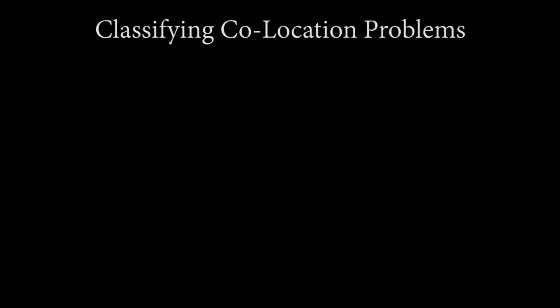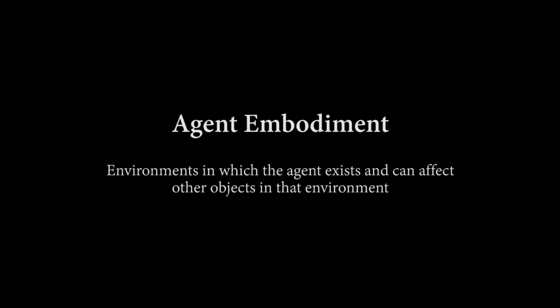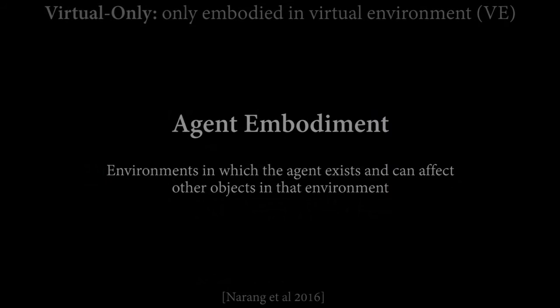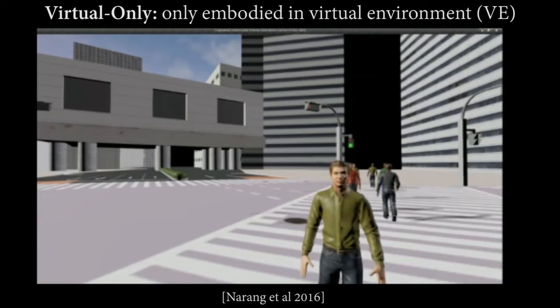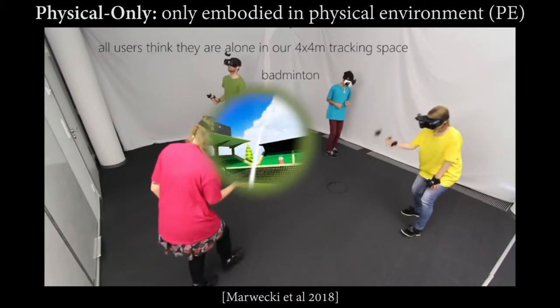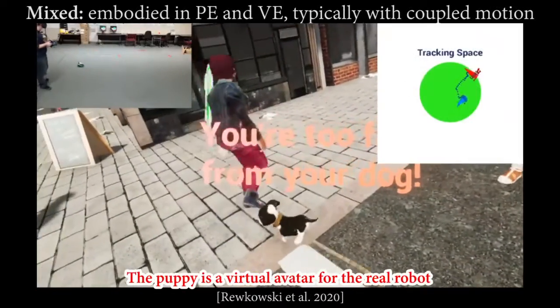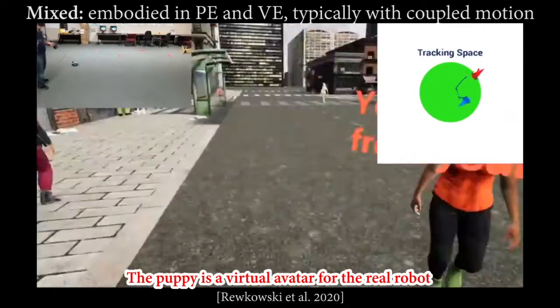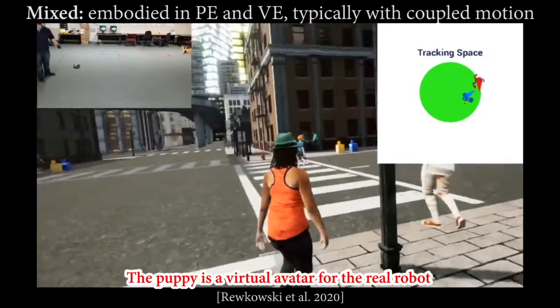First, we classify the type of collocation problem using 3 factors: agent embodiment, agent mobility, and inter-environment mobility. Starting with embodiment, which describes which environments the agent can affect, we find the following embodiment types. A virtual-only embodiment only exists in the virtual environment, such as a virtual AI-driven human character. A physical-only embodiment only exists in the physical environment, such as a real human observer watching the user or sharing the physical environment somehow. A mixed embodiment exists in both environments, with the assumption that the virtual and physical bodies have some form of coupled movement, meaning the virtual avatar usually follows the physical agent.